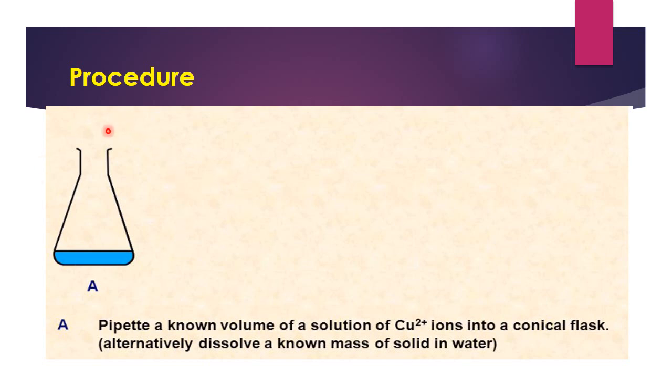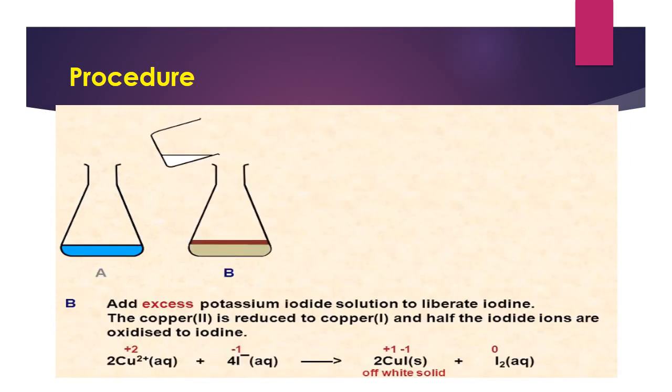titration or assay of copper sulfate proceeds, the procedure begins with: أولا A pipette a known volume of solution of copper sulfate أو cupric ion into a conical flask، أو آخذ كمية من الكبر سلفيت ونذوبها بمن distilled water. هاي الخطوة الأولى. الخطوة الثانية إنه نضيف potassium iodide، excess of potassium iodide solution for liberation of iodine with concentrated solution of hydrochloric acid.